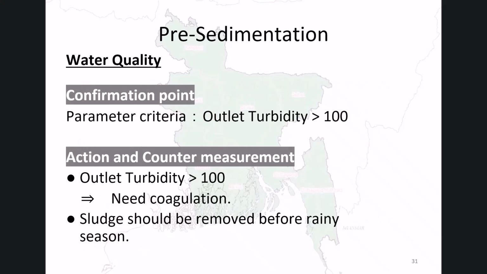The key point is whether the turbidity is above 100 NTU or less than 100 NTU. If outlet turbidity is over 100 NTU, sedimentation is not effective. This can happen when, firstly, raw water turbidity exceeds 500 NTU, secondly, sludge has accumulated and reduced effective volume, and lastly, the retention time is too short and the flow is too high. When turbidity is above 100 NTU, the action is to add coagulation or remove sludge before the rainy season.